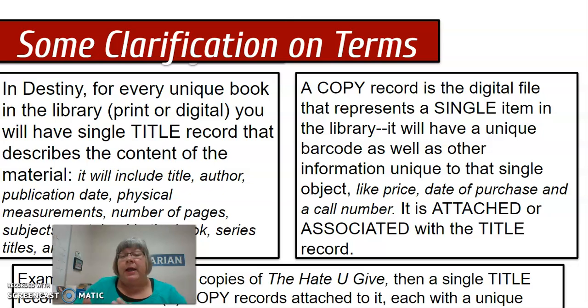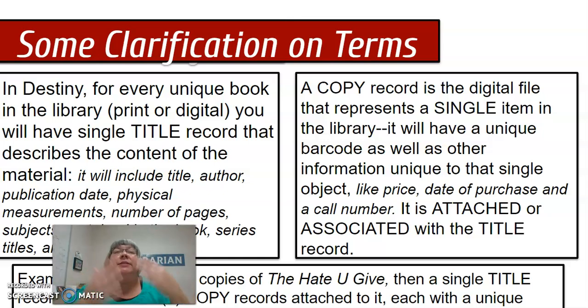So, on the other hand, a copy is what is attached to a physical book. So, it's the barcode, it's the purchase price. All of those things do not show up on the title record, they show up on the copy record. And the copy in the computer is then attached to the title.